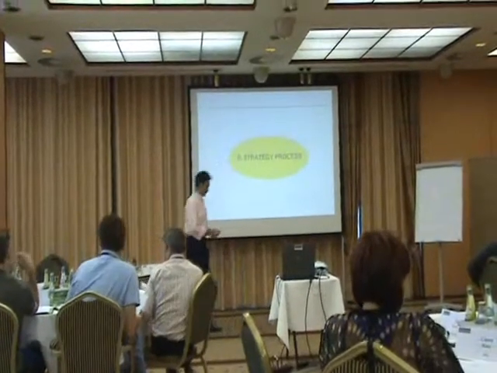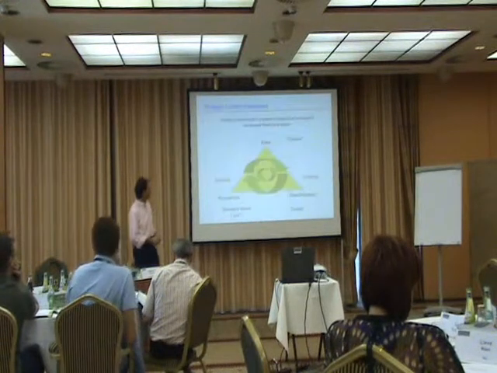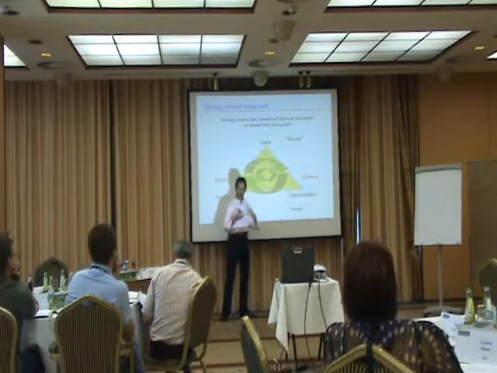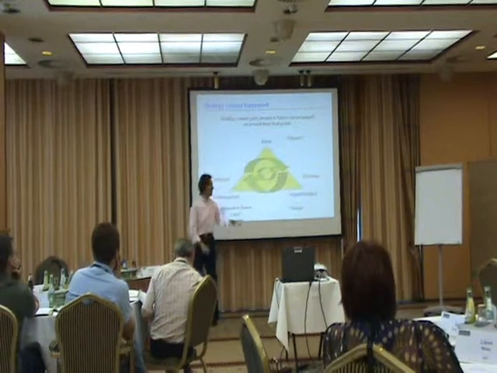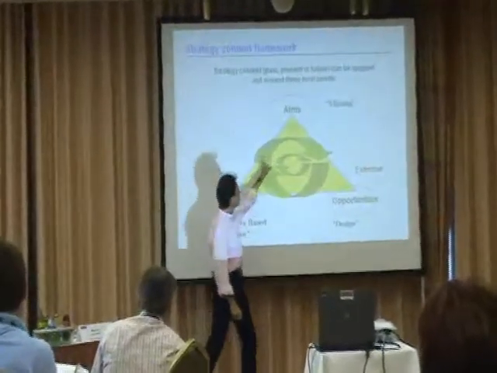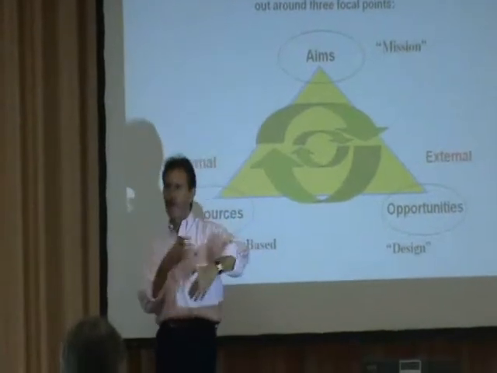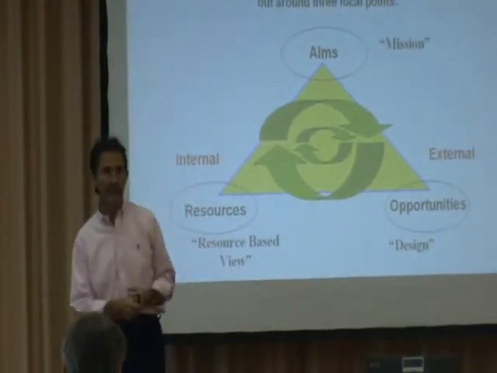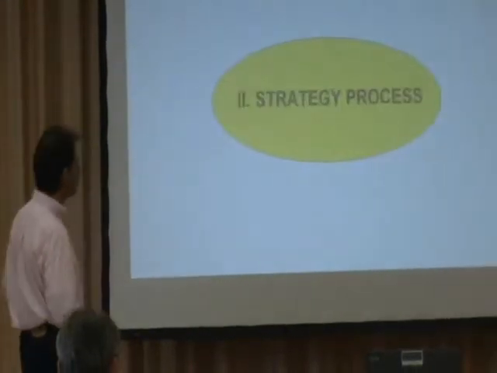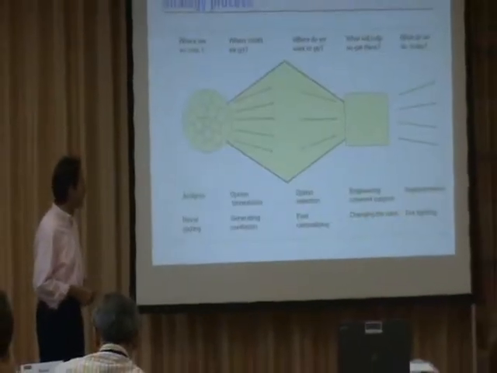The second area is about strategy process. If I link back to this one, here we've talked about the content of a strategy at any time can be built around these aims, resources and opportunities. But then the question is, how do you align these? How do you move from one strategy to another? How do you update that and implement it? So strategy process is all about those green arrows in the middle.